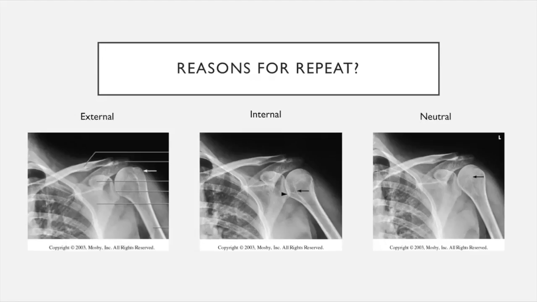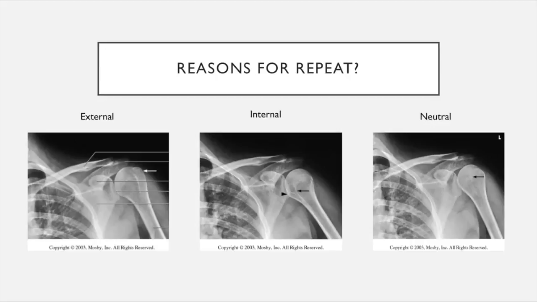Okay, so what would be reasons for repeat of an AP shoulder? The 3 different positionings of AP shoulders are shown below, with the patient having their arm in external rotation, internal rotation, and neutral rotation. When you're evaluating the film for the external rotation, you want to make sure that the film demonstrates the greater tubercle in profile on the lateral aspect of the humerus. Also, you want to make sure that the lesser tubercle is superimposing the humeral head. You want to make sure that the coracoid process, acromion, AC joint of the clavicle, glenoid cavity, and the upper shaft of the humerus are all shown.